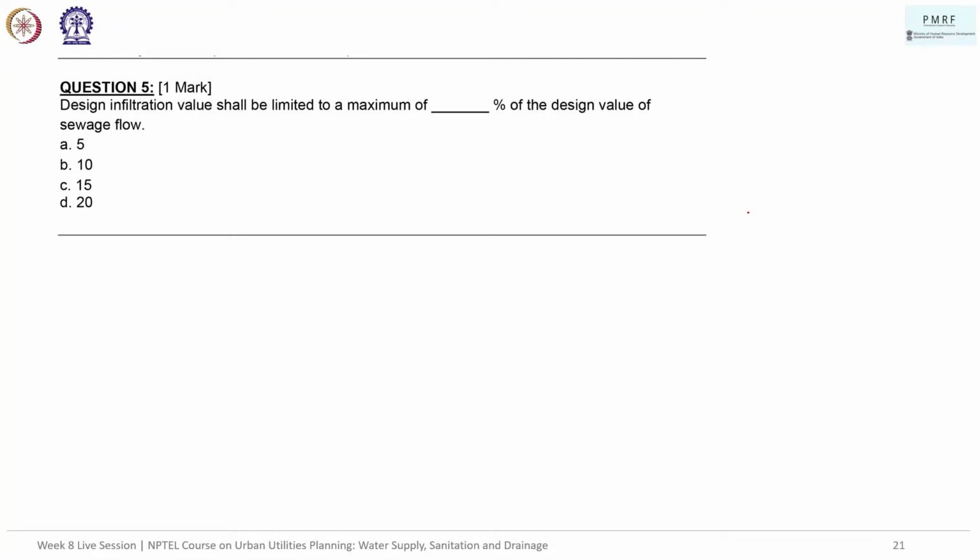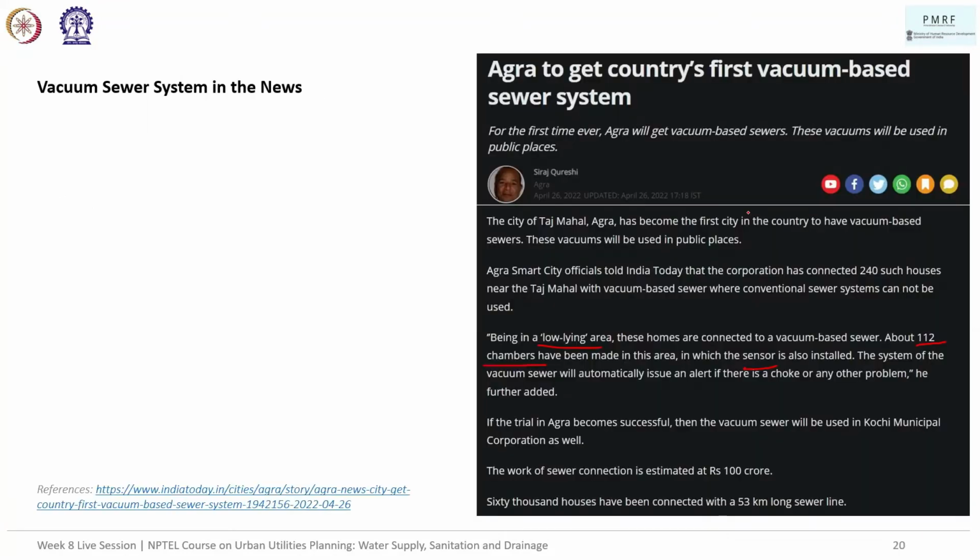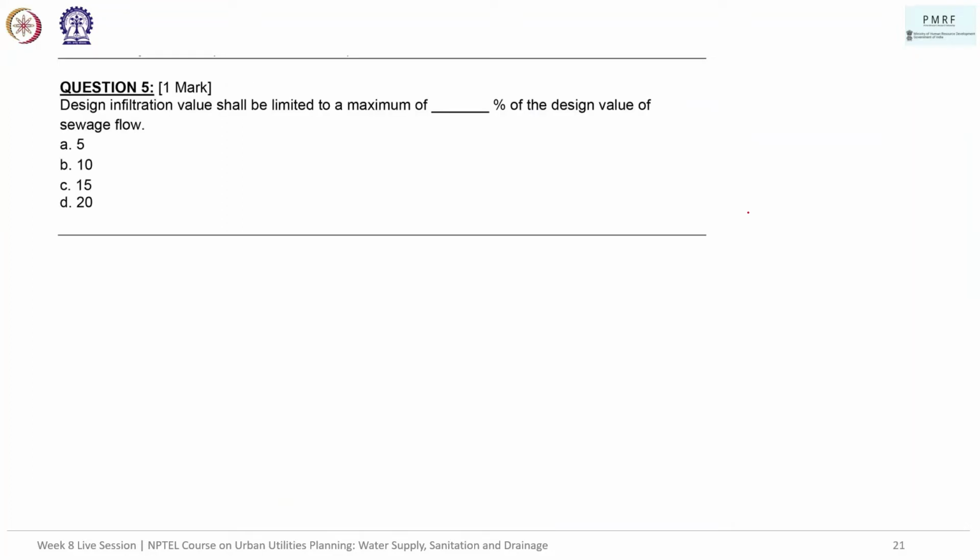Any doubts about that? The vacuum sewer system before we move on. No. Okay. All right. So moving on to the next question.